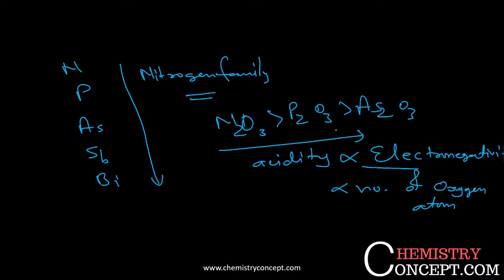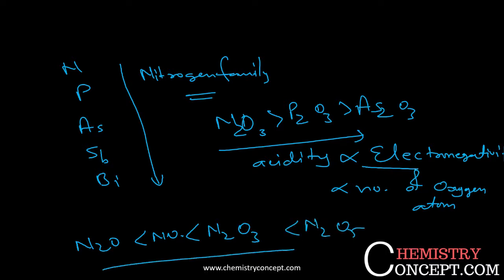Suppose within the nitrogen family you are seeing the acidic order, and we have N2O, NO, N2O3, N2O5. As I told you, when the elements are the same, just see the number of oxygen. The more the number of oxygen, the more acidic the compound will be. This compound has 5 oxygen, 3, 1, and 1, where this oxygen is shared between 2 nitrogen. That's right, you can see this is the least acidic. This is the acidic trend.